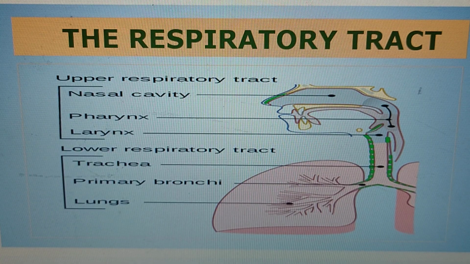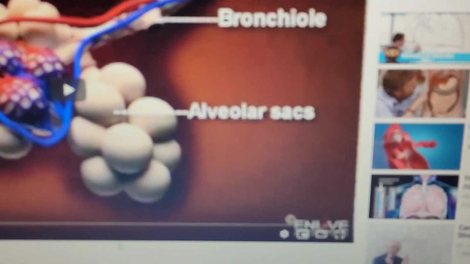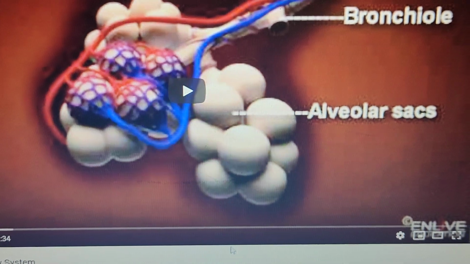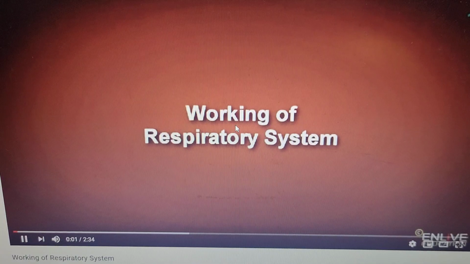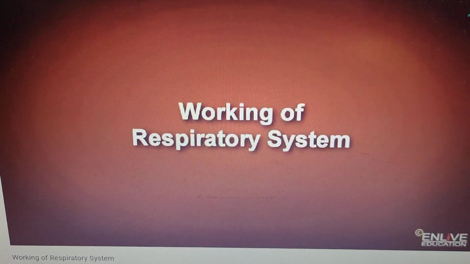As you can see here, guys, on this picture, this is the respiratory tract, which consists of the upper respiratory tract, composed of the nasal cavity, the pharynx, and the larynx. The lower respiratory tract is composed of the trachea, primary bronchi, and the lungs. It is shown here in this picture. So this is how the respiratory system works, guys. Just take a look at this.